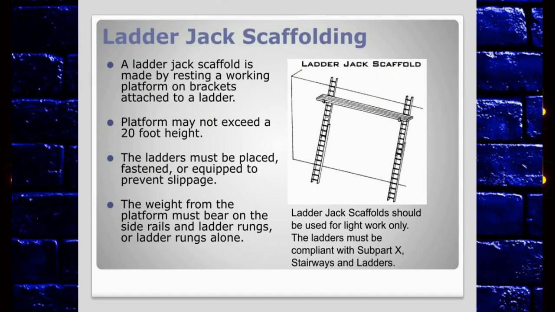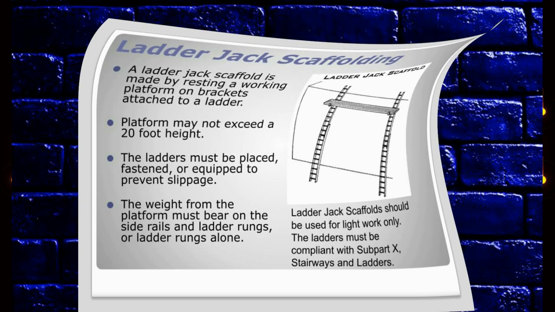A ladder jack scaffold is made by resting a working platform on brackets attached to a ladder, or two ladders in this case. A platform may not exceed a 20-foot height. The ladders must be placed, fastened, or equipped to prevent slippage. The weight from the platform must bear on the side rails and ladder rungs or ladder rungs alone. Ladder jack scaffolds should be used for light work only. The ladders must be compliant with Subpart X, stairways and ladders. So as you can see, there is some crossover between ladders and scaffolding.